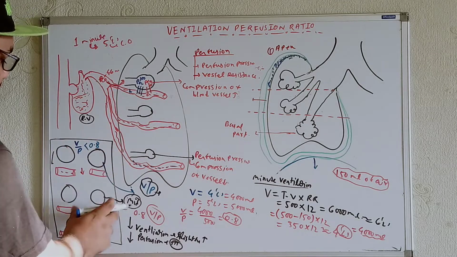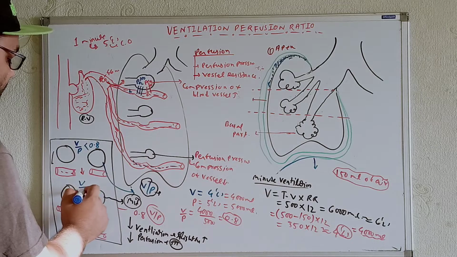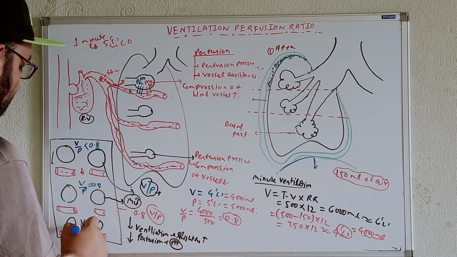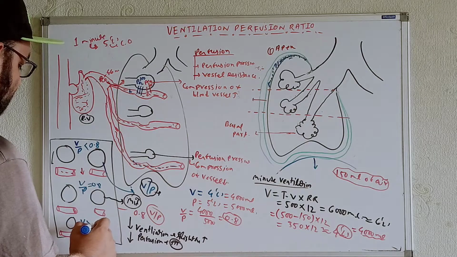Now what about the middle? We will get the moderate ventilation by perfusion, around 0.8. And what about this part? We will get more than 0.8.